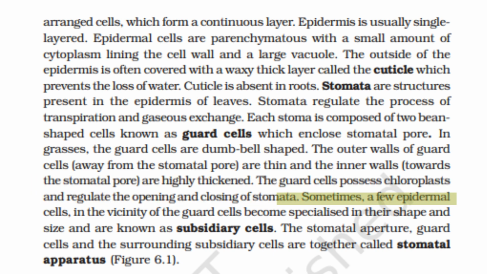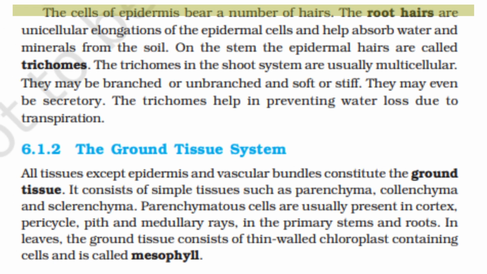Sometimes, a few epidermal cells in the vicinity of guard cells become specialized in their shape and size and are known as subsidiary cells. The stomatal aperture, guard cells, and the surrounding subsidiary cells are together called stomatal apparatus. Figure 6.1. The cells of epidermis bear a number of hairs.